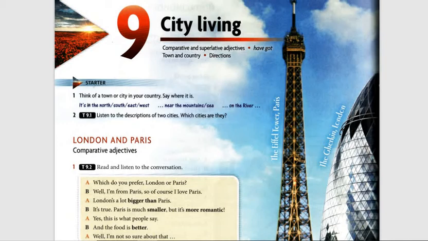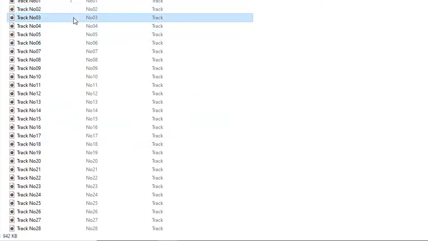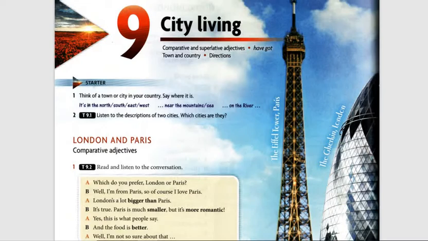Also, the other tape script will support this note. Let's listen. Tape Script 9.2.